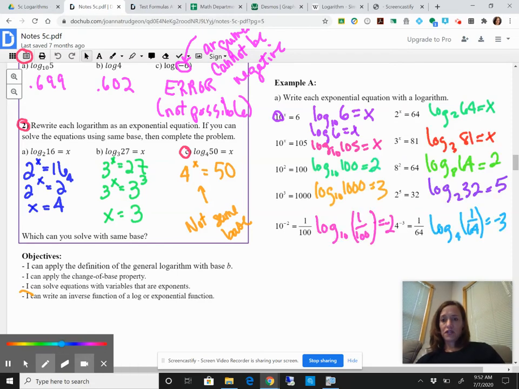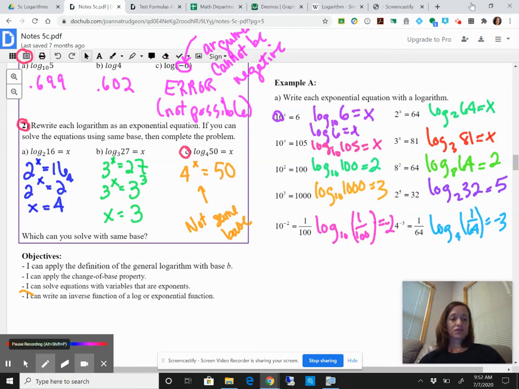All right, so taking a look here, I've rewritten all of them, even the ones on the bottom. If you take a look, it doesn't really matter in terms of the process of using the definition of logarithms whether it's a negative exponent or a fraction. So go ahead and look at those and make sure you've got all of those right, and we'll go on to the next page.